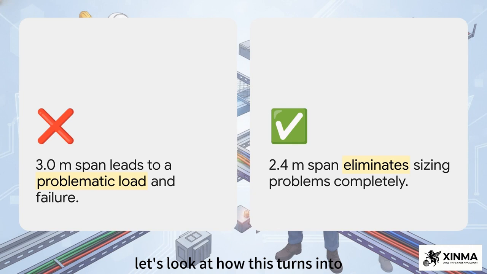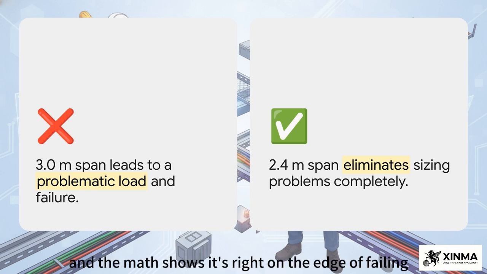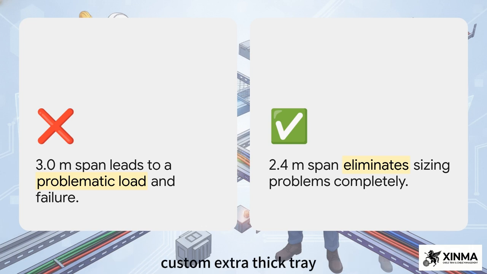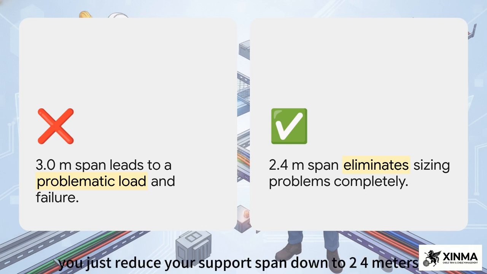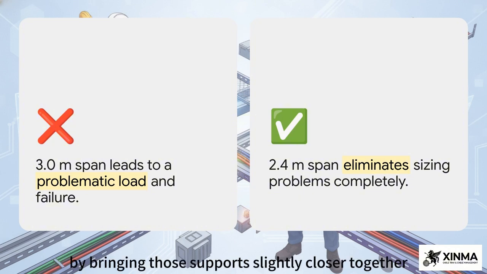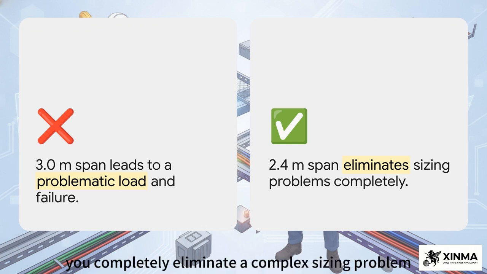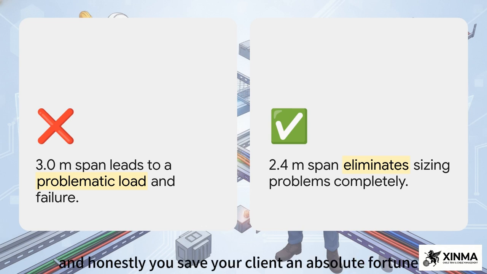Let's look at how this turns into a really practical engineering trick. Say you've got a heavy cable load on a tray supported every 3 meters, and the math shows it's right on the edge of failing. Instead of panicking and buying a massively expensive, custom, extra-thick tray, you just reduce your support span down to 2.4 meters. Just by bringing those supports slightly closer together, you dramatically increase the load capacity of the standard tray. You completely eliminate a complex sizing problem, and honestly, you save your client an absolute fortune.